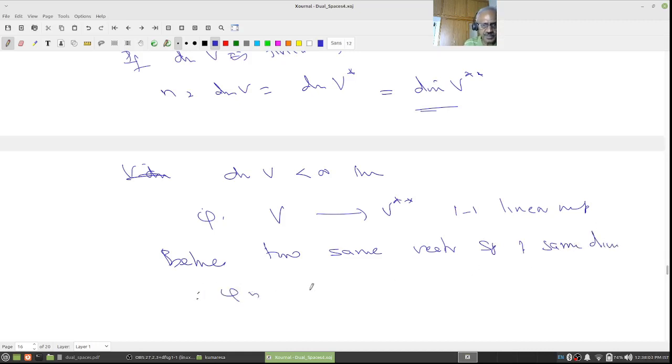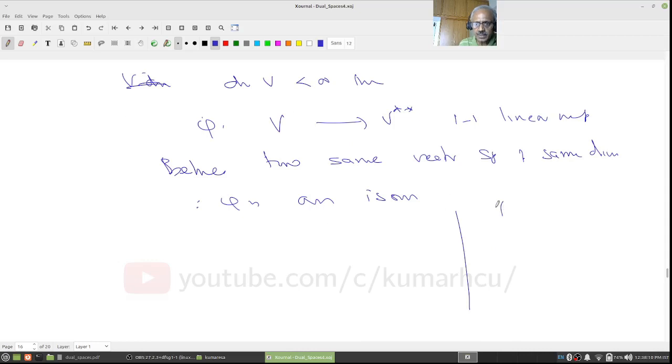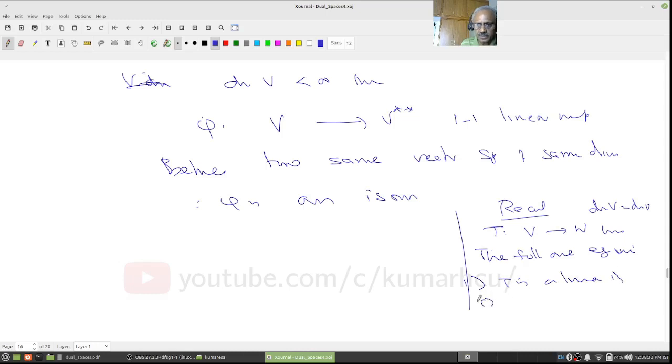Therefore pi is a linear isomorphism. Okay, so recall, if T is a linear map from V to W, and the dimension of V is the dimension of W, then the following are equivalent. What are they? T is a linear isomorphism, T is 1-1, and T is onto. So I use this fact.